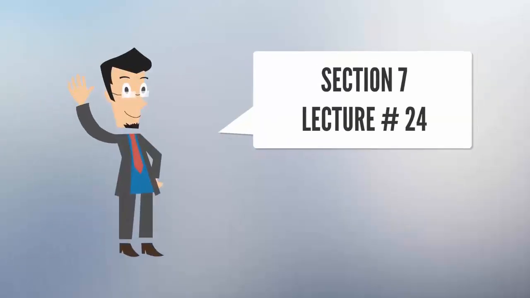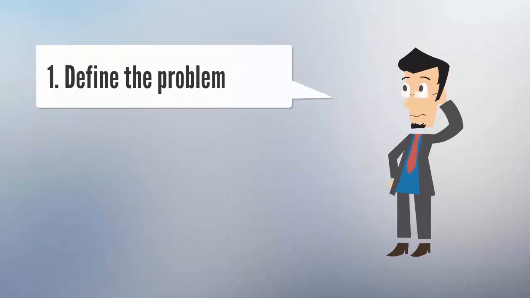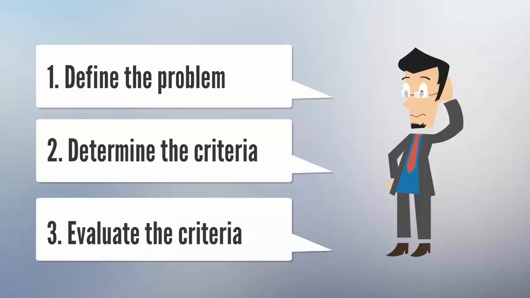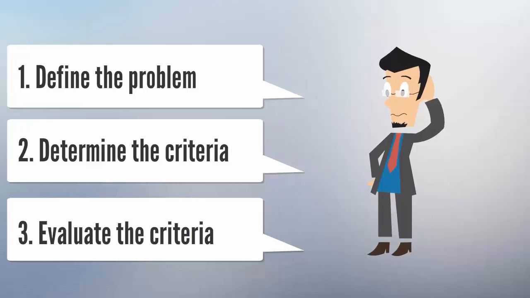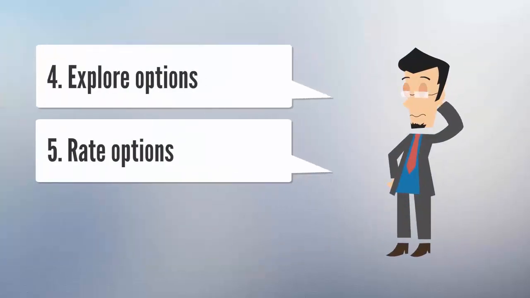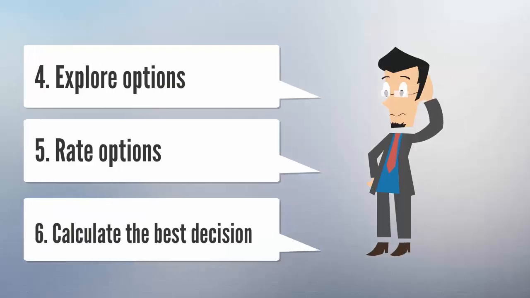Hi, let us look at the 6 steps to rational decision making. These steps are: number 1, define the problem; number 2, determine the criteria; number 3, evaluate the criteria; number 4, explore options; number 5, rate options; and number 6, calculate the best decision.